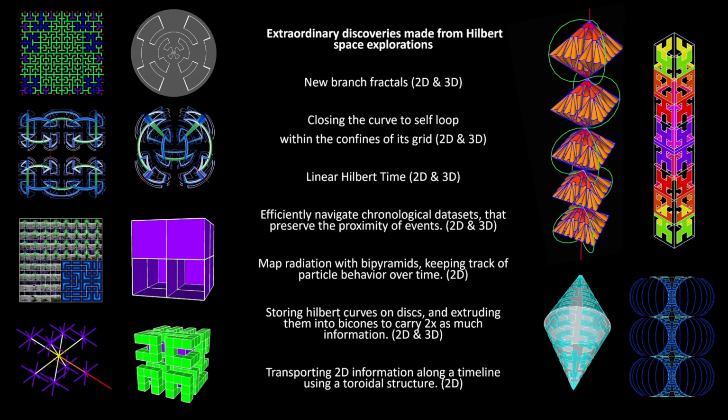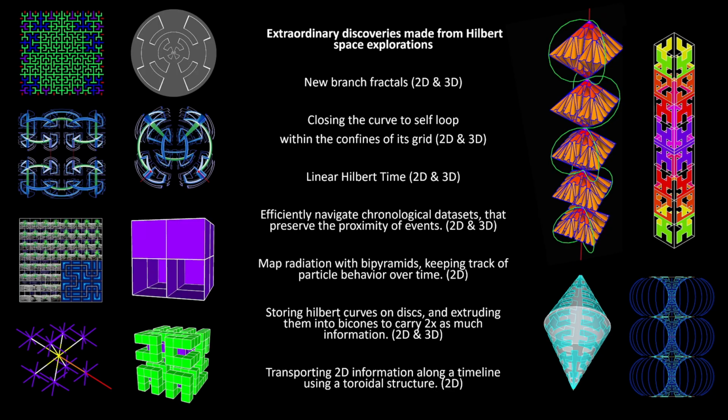A recap of the presentation. Extraordinary discoveries made from Hilbert space explorations. New branch fractals in the second and third dimension, closing a curve to loop within the confines of its own grid in the second and third dimension. Linear Hilbert time in the second and third dimension. Efficiently navigating chronological datasets that preserve the proximity of events when scaled in the second and third dimension.